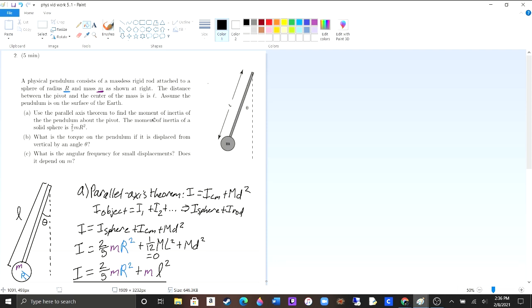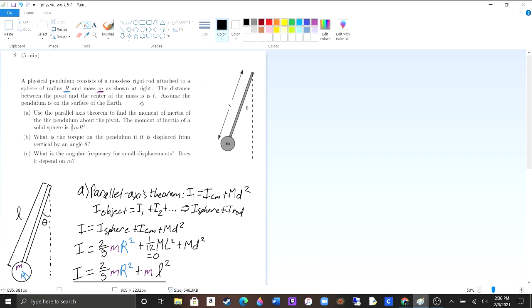So we are going to be doing problem number 2, and it goes like this. We have a pendulum with a massless rigid rod attached to a sphere of radius r and mass m, as shown to the right, and the distance between the pivot and the center of mass is L, and we assume that the pendulum is on the surface of the Earth.